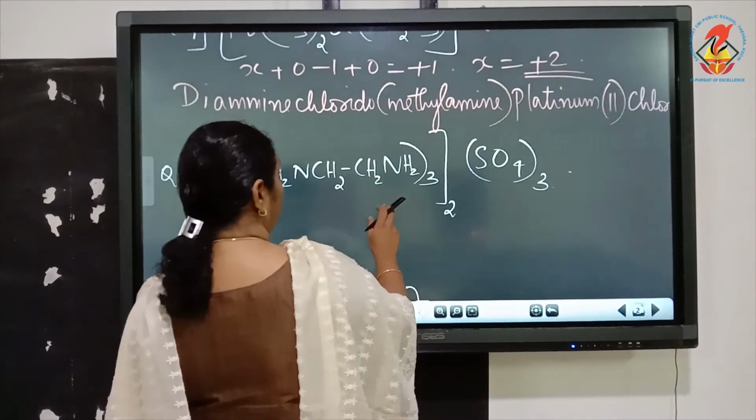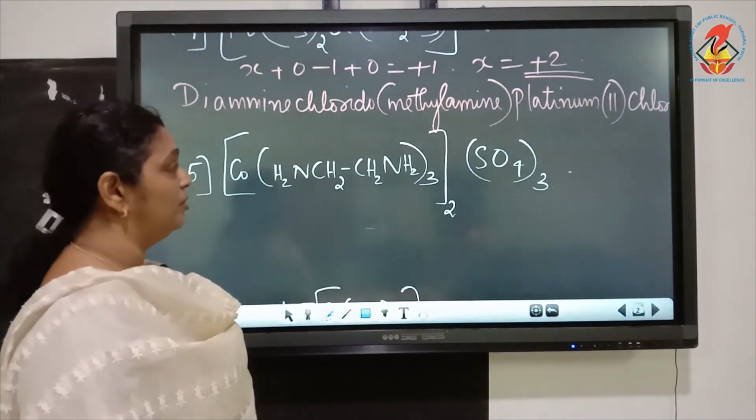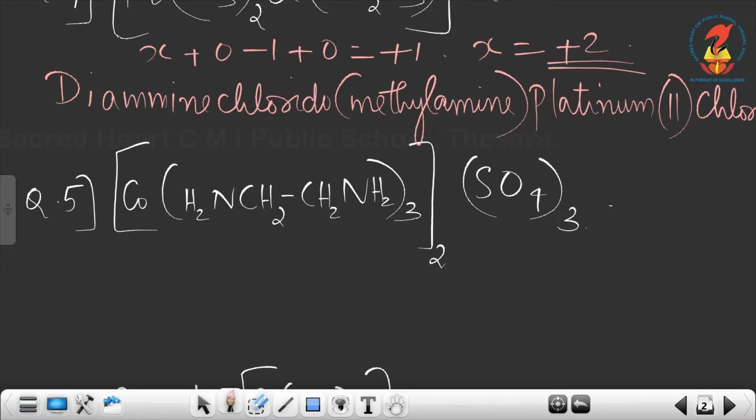Now number 5. Number 5 is [Co(NH2CH2CH2NH2)3]2(SO4)3. Now this group is ethane-1,2-diamine. Now the counter ion is sulfate ion, and you know the charge of sulfate ion is -2. -2 into 3 is -6. Now here to neutralize the charge we have +3. So let's find the oxidation number of cobalt. The charge of ethane-1,2-diamine is 0. So x plus 0 is equal to the charge, which is +3. So x will be equal to +3.